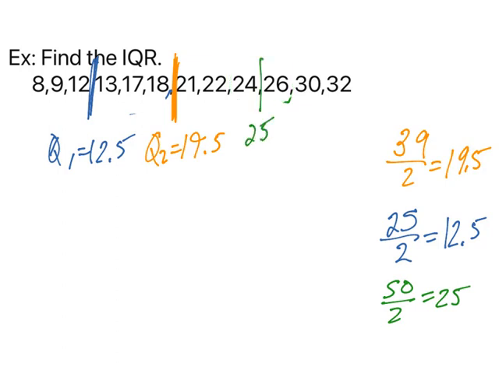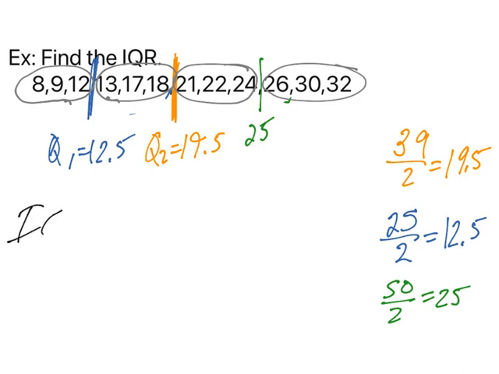So Q3 is 25. Remember, when you're finding your quartiles, after you have your vertical lines drawn, I have 3 numbers in front of Q1, 3 numbers between Q1 and Q2, 3 numbers between Q2 and Q3, and 3 numbers after Q3.